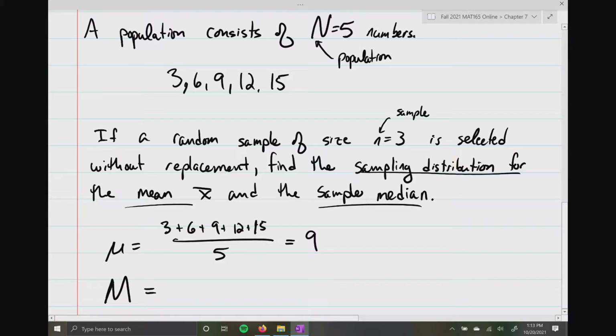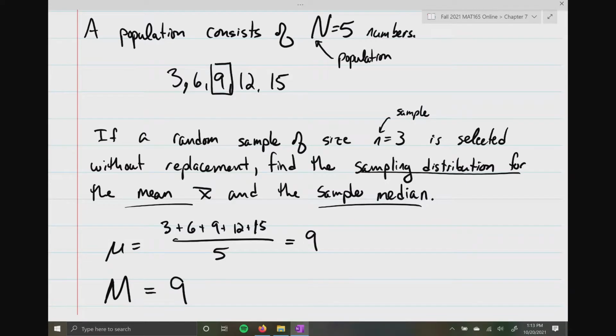Okay? Now, the population median, which is a capital M. Luckily for us, 3, 6, 9, 12, 15 is already in numerical order. I have an odd number, so I can just look right in the middle, and I also get a median equal to 9. Okay? So that's the first easy part, just figuring out what the population parameters are. Now let's look at the sample statistics, okay?